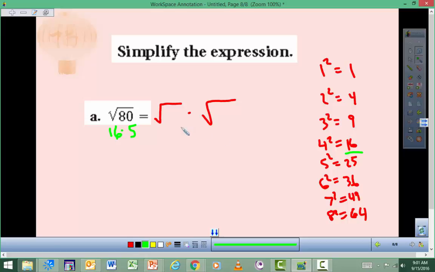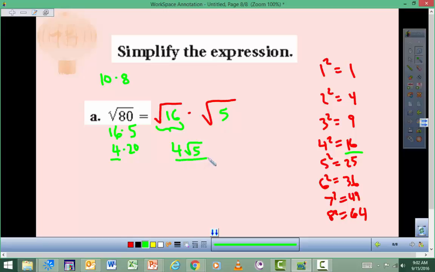So what that means is that I could write this as the square root of 16 times the square root of 5. Now I chose those numbers, and there were many that I could have chosen from. I could have done 10 times 8, but neither one of those is a perfect square. I could also have chosen 4 times 20, and 4 is a perfect square, so I could have used that one. But 16 is bigger than 4, so I think I'll get more progress this way. The square root of 16 is 4, and then I have this square root of 5 still.